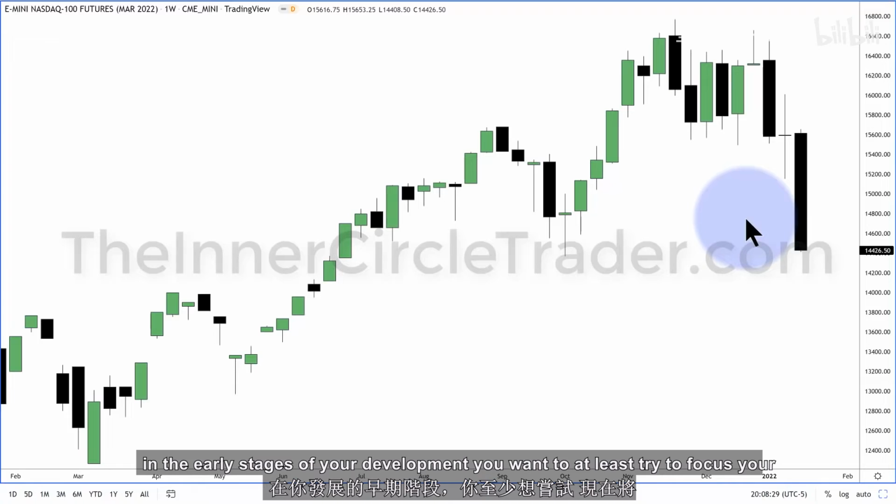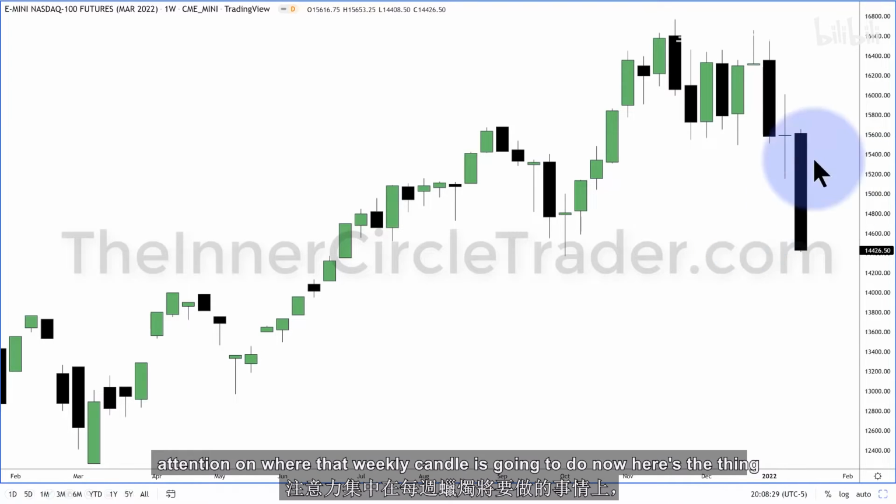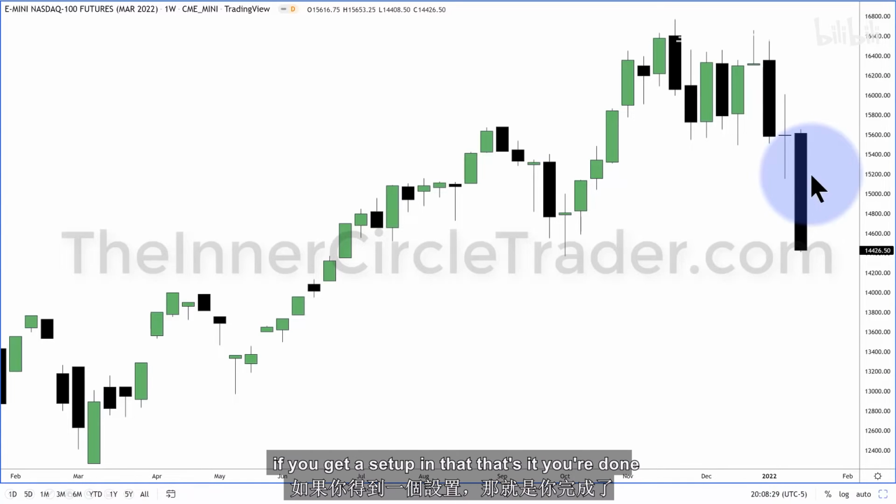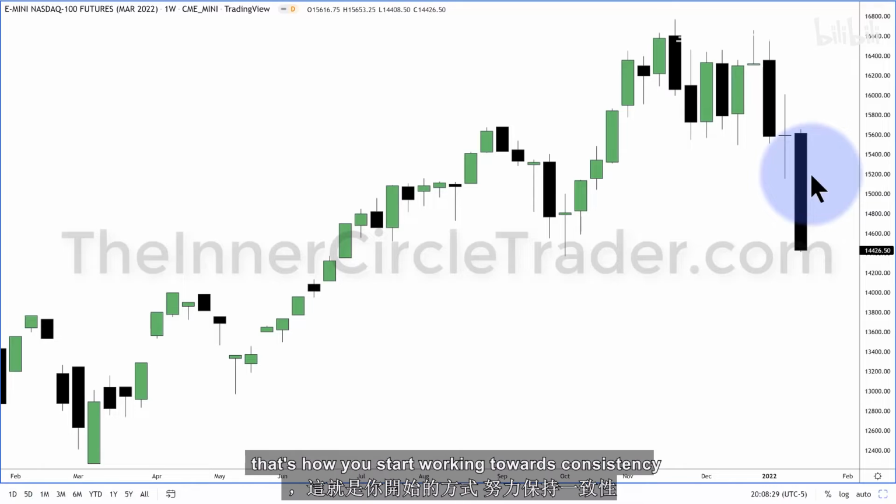In the early stages of your development, you want to at least try to focus your attention on what that weekly candle is going to do. Now, here's the thing. It may start the first half of the week, or maybe just one day, expanding lower. And if you get a setup in that, that's it. You're done. That's how you start working towards consistency.